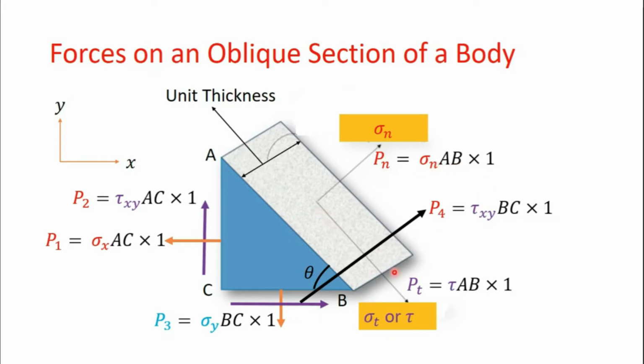And in the same way, at last, Pt equals tau, which is the shear stress, being created due to shear force Pt. So Pt equals shear stress multiplied by AB into 1. Again, AB into 1 is the area.